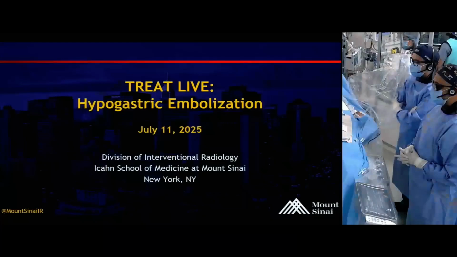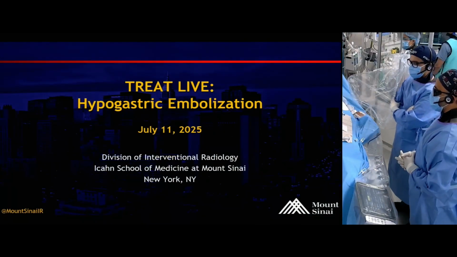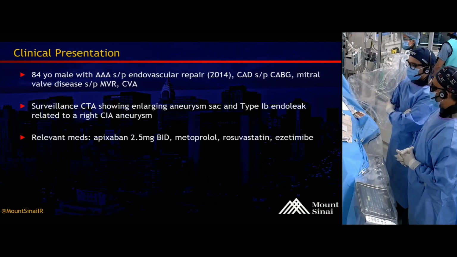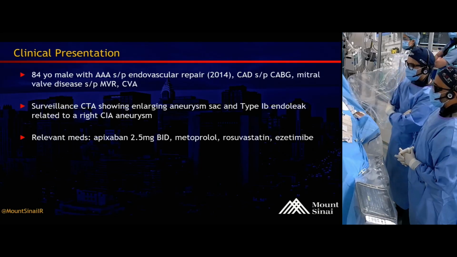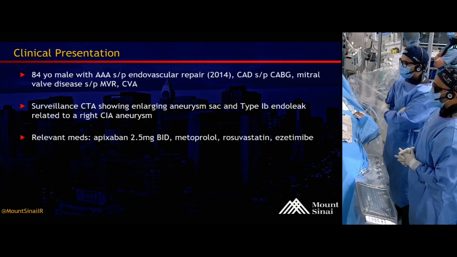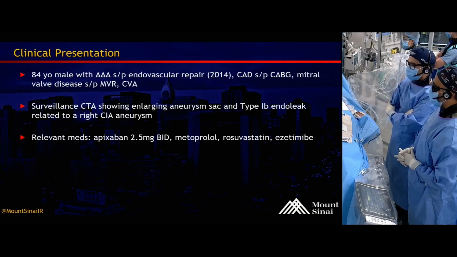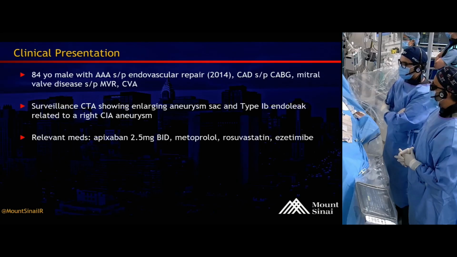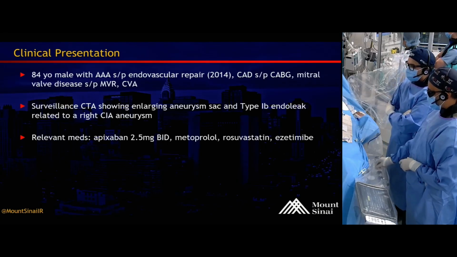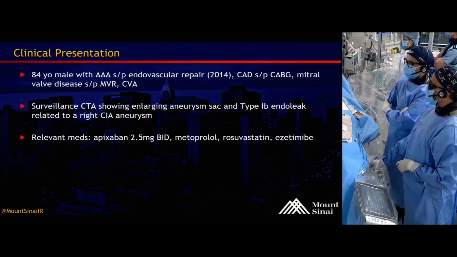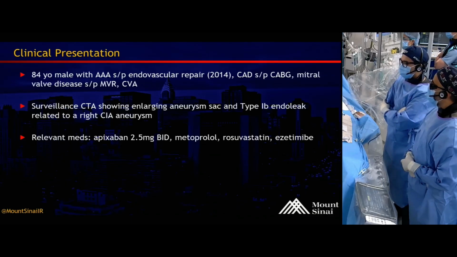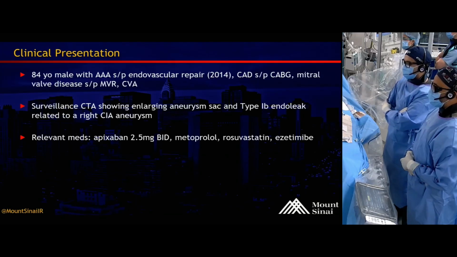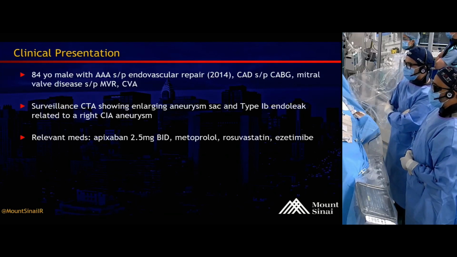Hey, good morning, everyone. Today we're going to be doing a case of hypogastric artery embolization. Our patient is an 84-year-old male with a history of AAA that was post-endovascular repair back in 2014. He's also got some cardiovascular history, including CAD, status post-CABG, mitral valve disease, status post-replacement, and prior stroke. He had a surveillance CTA showing an enlarging aneurysm sac and likely type 1B endoleak related to a right common iliac artery aneurysm.